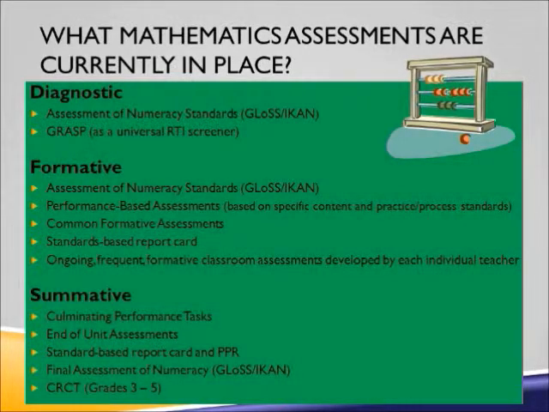Currently, for diagnostic assessment, we have an assessment of numeracy standards, which is the gloss and I can. We also have the grasp assessment, which is used specifically as an RTI screener only. Also, under the category of formative, we have the assessment of numeracy standards, which is also gloss and I can. Gloss and I can is considered to be an unobtrusive assessment because it is provided as an opportunity to naturally assess where students are throughout the course of a lesson.